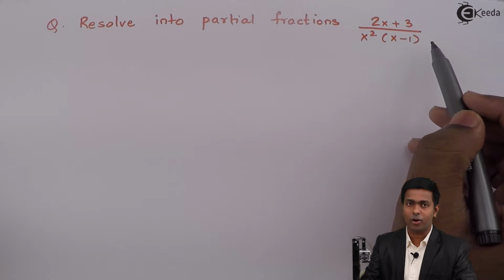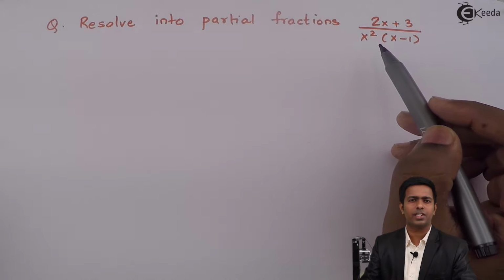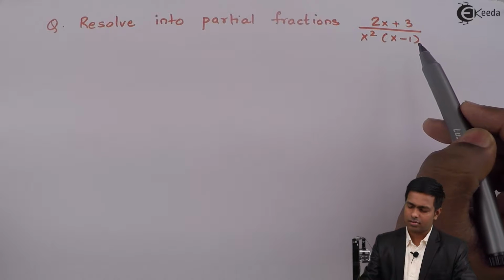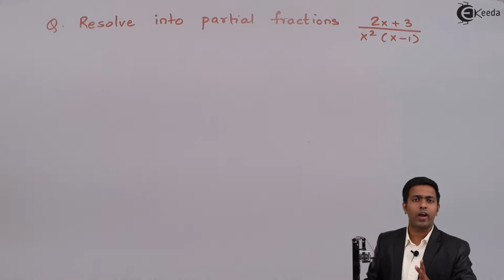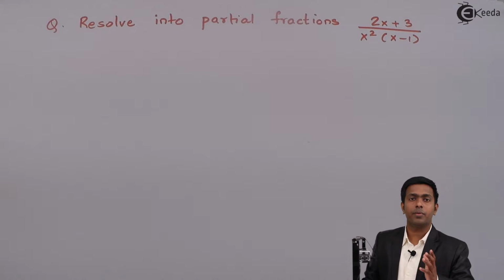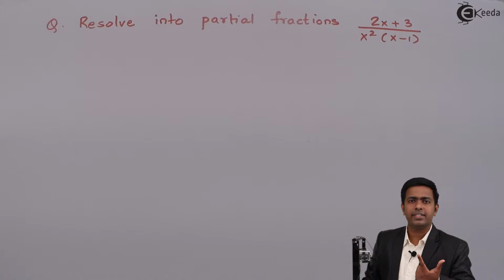If you observe the denominator, here we have x square. Now x square is nothing but x into x. So it means in the denominator we have two factors, x square and x minus 1, whereas x square is further divided into two factors, that is x into x. It means in the denominator we are having three factors: 2 times x and once x minus 1.